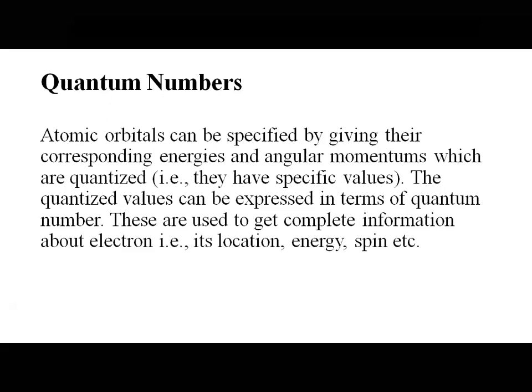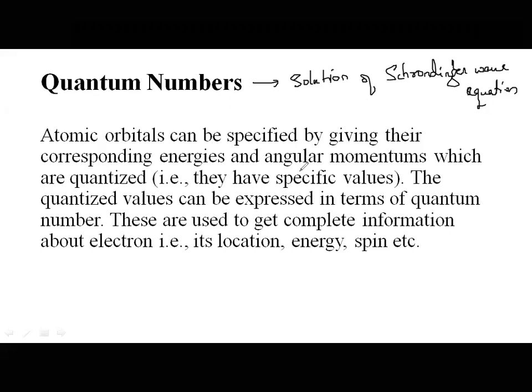Quantum numbers. From where do we get these quantum numbers? We get them as solutions when Schrodinger's wave equation is solved. We get three solutions, and those three solutions are nothing but quantum numbers. Atomic orbitals can be specified by giving their corresponding energies and angular momentums, which are quantized. They have specific values. The quantized values can be expressed in terms of quantum numbers. These are used to get complete information about the electron. A particular quantum number tells us particular information.